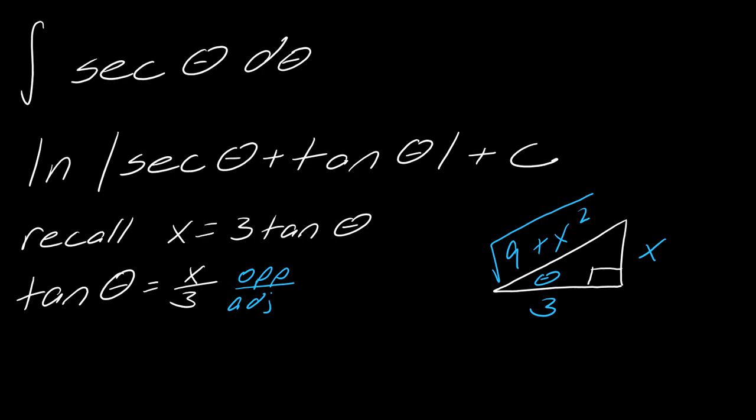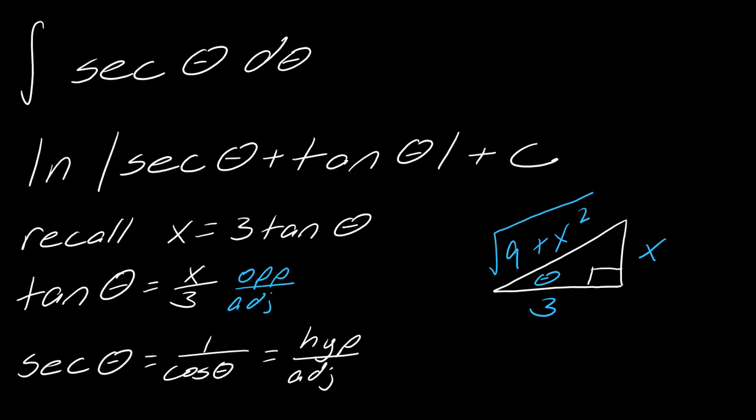Okay, so now that I have all that information, I still have to solve for secant theta. Secant theta is the same as 1 over cosine theta. Cosine theta is typically adjacent side over hypotenuse, so for secant it's just the reciprocal of that: the hypotenuse over the adjacent side.